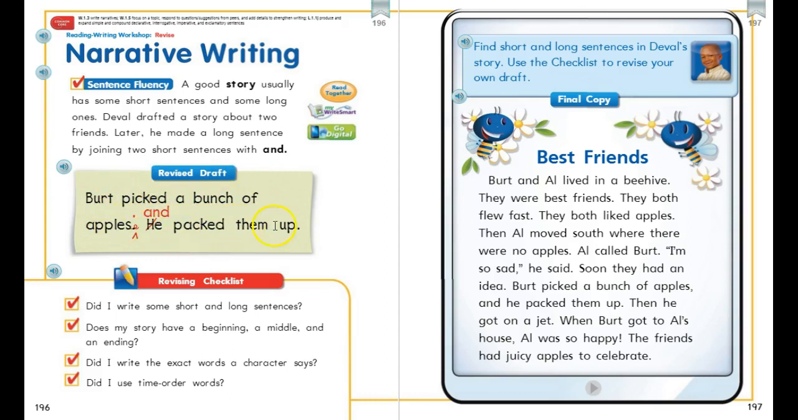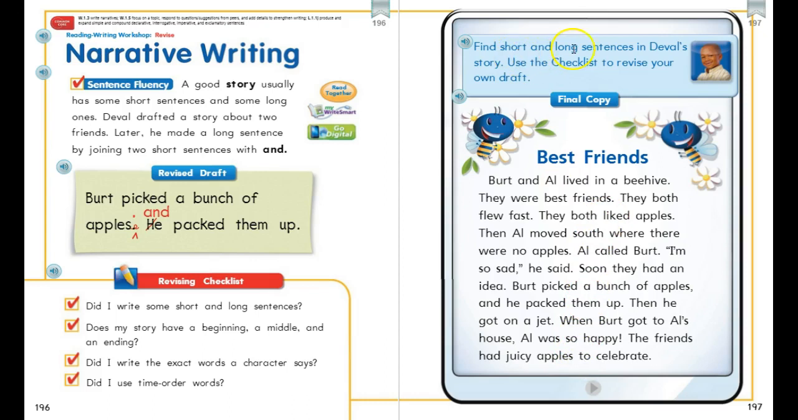He packed them up. But he noticed that he could make those two short sentences into a nice long one by adding a comma and the word and. So now it reads, Bert picked a bunch of apples, comma, and packed them up. He did a good job figuring out how to make those two short sentences into a longer one. Way to go, Duvall. Let's look at his final copy.